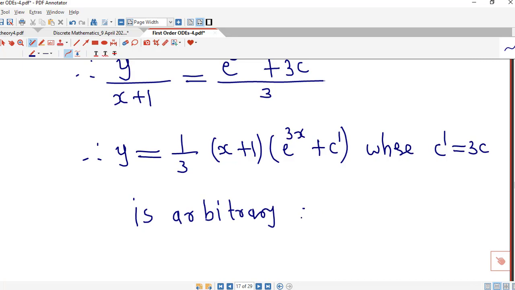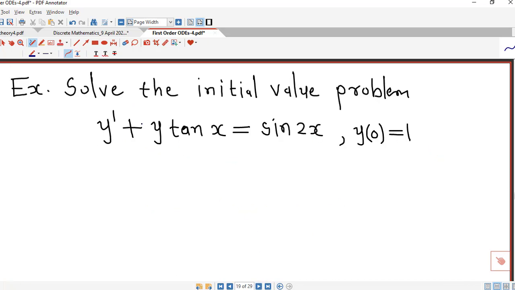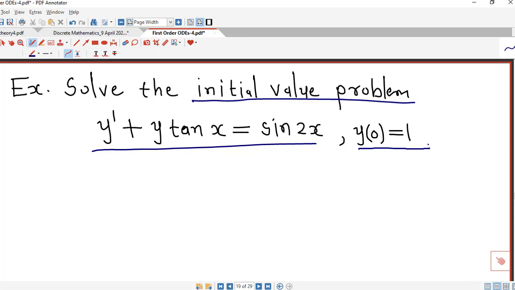So in this way we can easily find out the general solution of a linear differential equation if we can identify whether the given equation is linear or not. We consider this initial value problem now. The differential equation is y' + y tan x = sin 2x. The condition is when x = 0, y = 1.